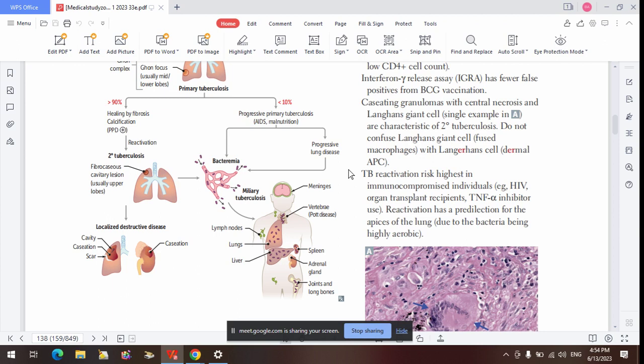So they will just calm down within those granuloma. They will not proliferate again. At the end of the day, those granuloma are going to heal by fibrosis.